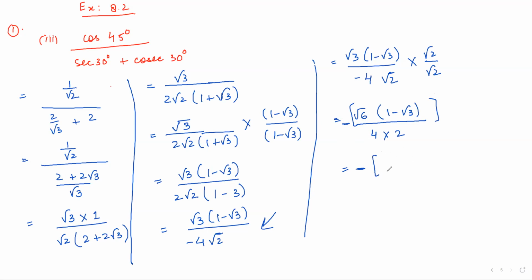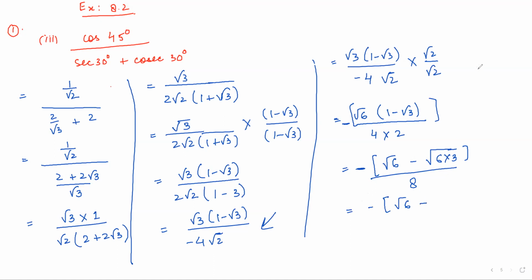Now open the bracket. So I have under root 6 and then minus. So under root 6 into under root 3. That means under root 6 into 3. Can I write like this? Yeah. And the denominator is 8. Correct? Okay. So this becomes minus under root of 6 minus.